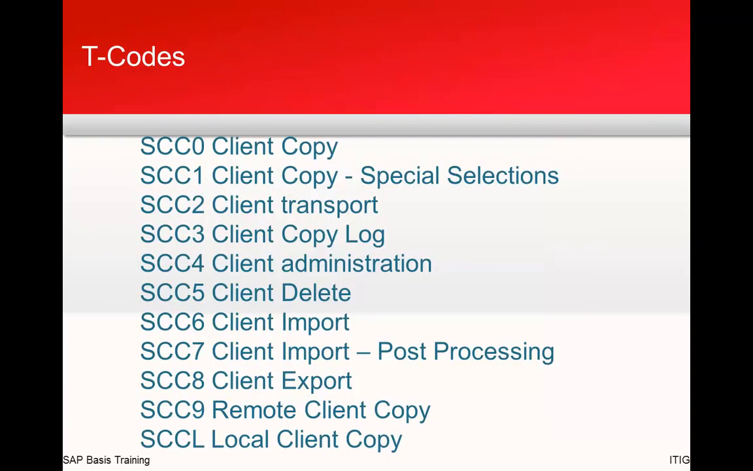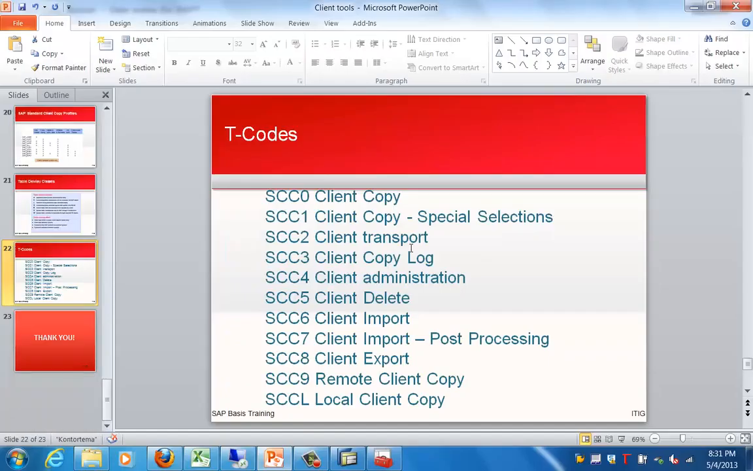Okay, we have seen these delivery classes, and these are the T-codes which I wanted you to take note of. We have seen SCCL for doing a local client copy. SCC9 is for remote client copy. SCC8 is for client export. SCC7 is for post processing. And we just saw SCC4 as well for client maintenance. SCC5 is for client delete. So these are basically the T-codes for doing client maintenance activities.